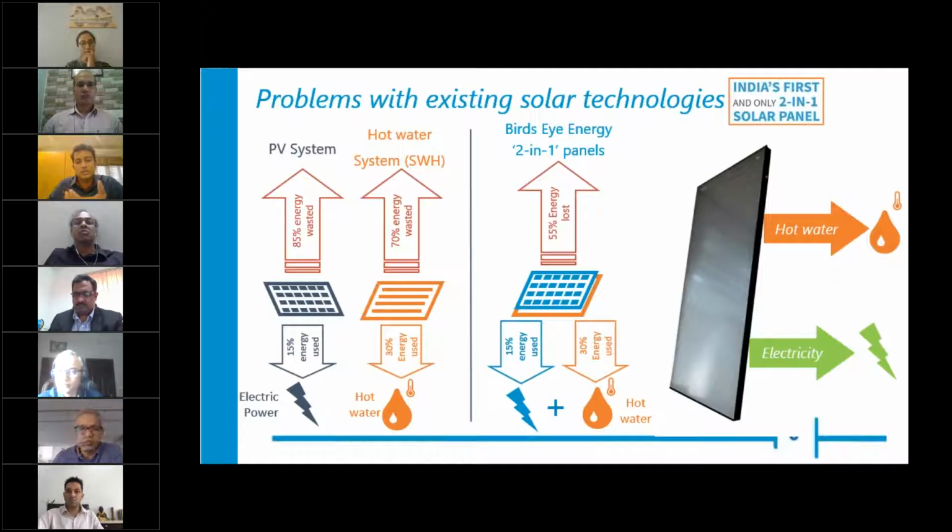So this is designed to efficiently take whatever waste heat is generated on the top layer, capture that waste heat, and use it to generate hot water. This is how we are able to use more of the sun's energy to generate both electricity and hot water from a single compact module and a single compact system.